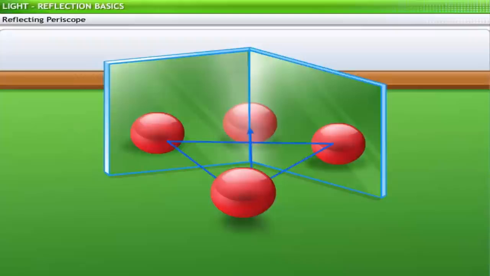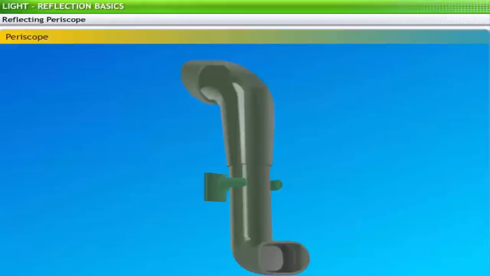Mirrors can be placed at angles to change the direction of light received by the eye. For example, 2 mirrors placed at specific angles are used to make optical instruments like periscope.